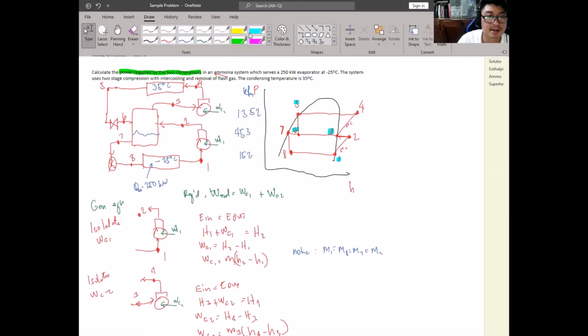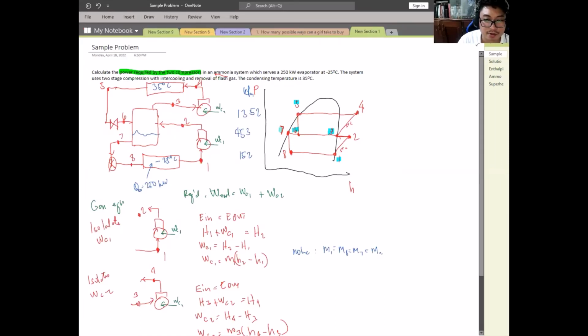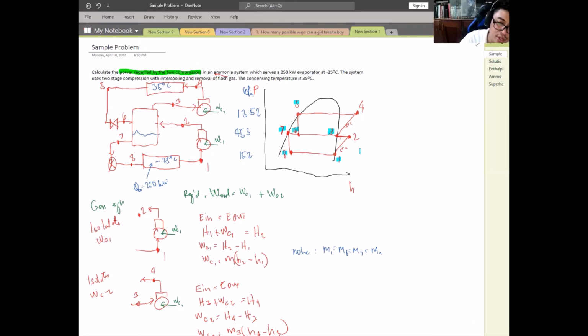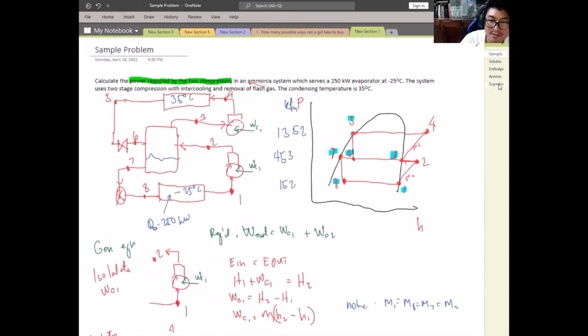Let's circle it so we don't get confused, okay? So H4 and H2 na lang. For H1, we will use the entropy of point 1 for point 2, then the pressure of 453. Then we can plot H2. Okay, so first we will find S1. So let's find S1 first.